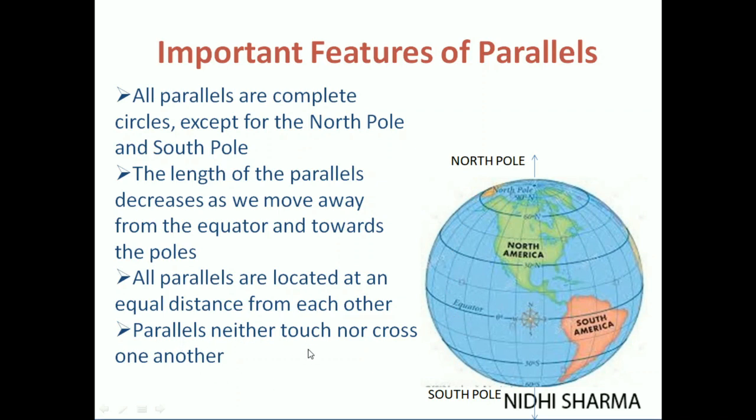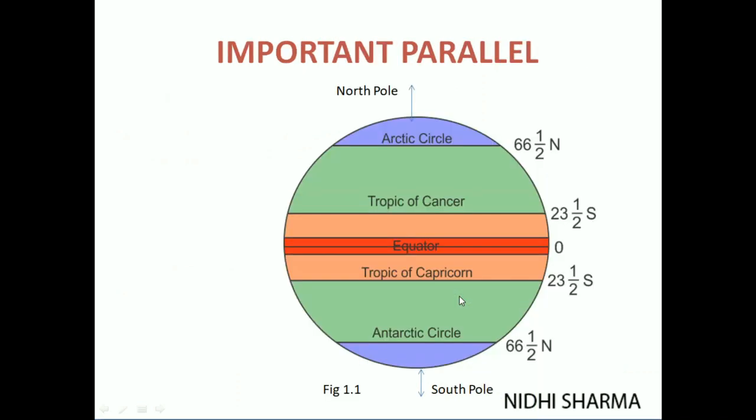Parallels neither touch nor cross one another. You can see in the figure that these parallels are not touching each other. They are making a complete circle and they are not touching each other. Now, some of the important parallels are the Arctic Circle, Tropic of Cancer, Equator, Tropic of Capricorn, Antarctic Circle. So children, you have to make this diagram in your copies.